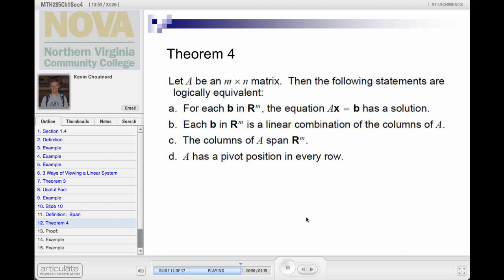Now keep in mind there on that last part that when we talk about matrix A, we're talking about the regular A, not the augmented A. That's just plain A when it's before it's augmented. So if you have one of these conditions, you have all four. Let's go ahead in the next slide and take a look at the proof of this.